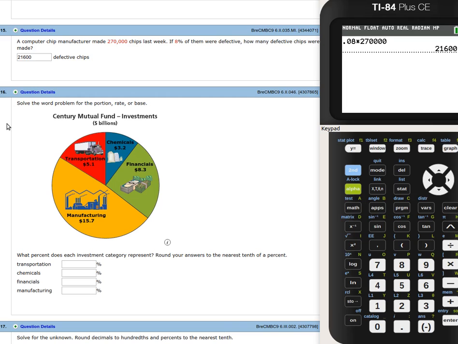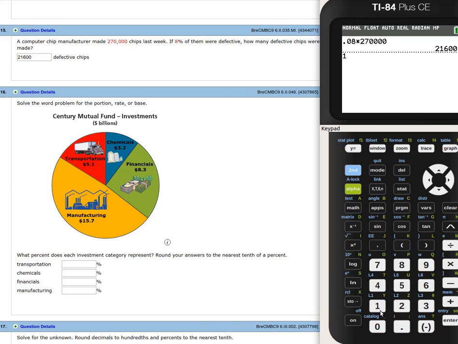It says that these dollars are in billions. So the manufacturing, that's actually 15.7 billion and so forth, 8.3 billion for financials. And it wants to know the percent for each one. So the percent, which is also the rate, that's going to be the portion over the base. Now the base here, it should just be the total of all of these various sectors.